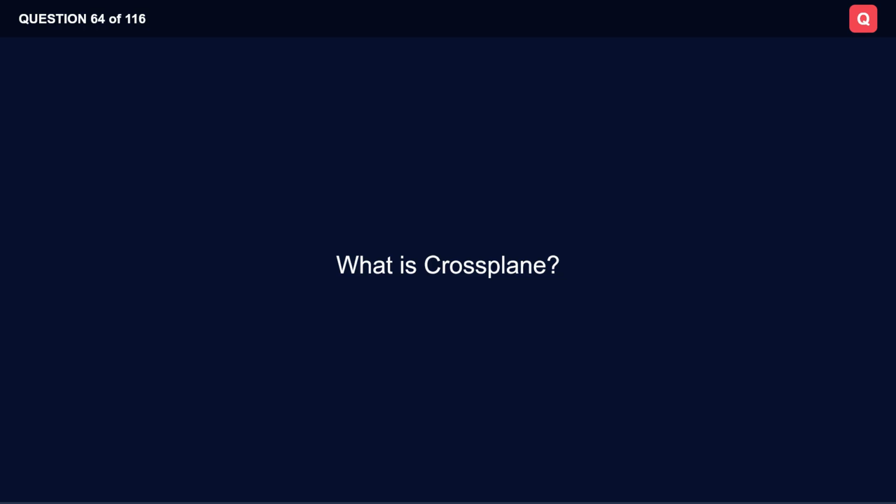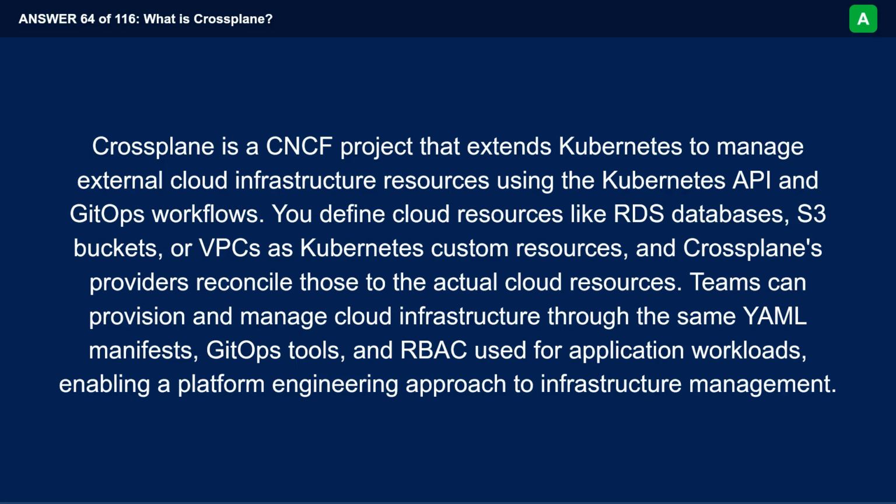What is Crossplane? Crossplane is a CNCF project that extends Kubernetes to manage external cloud infrastructure resources using the Kubernetes API and GitOps workflows. You define cloud resources like RDS databases, S3 buckets, or VPCs as Kubernetes custom resources, and Crossplane's providers reconcile those to the actual cloud resources.